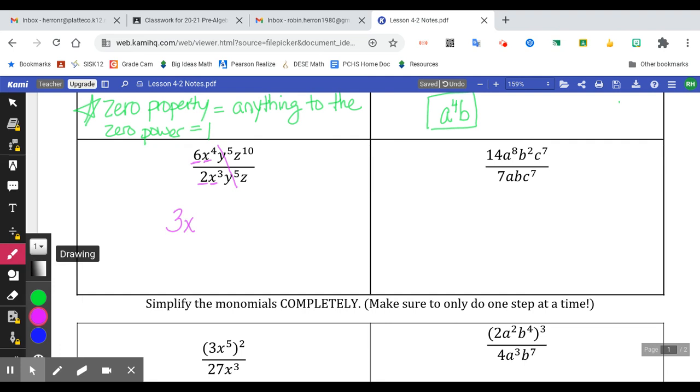The last one is 10. On the bottom, we have a 1. So this would be z to the 9th.